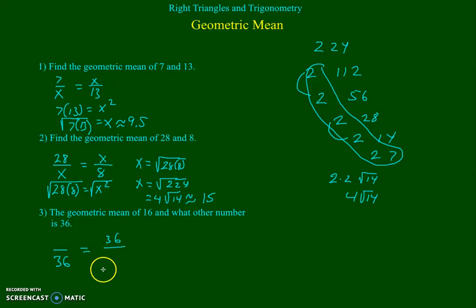So that goes here. And the geometric mean of 16 and what other number? So one of our extremes is the missing piece. So let's make it that one. And this is our known extreme. Solving this proportion, x equals 36 times 36, which is 36 squared, divided by 16, which comes out to 81. All right, well, that's a brief introduction to geometric mean. And in the next section, we're going to be applying the geometric mean to some more right triangle similarity problems.